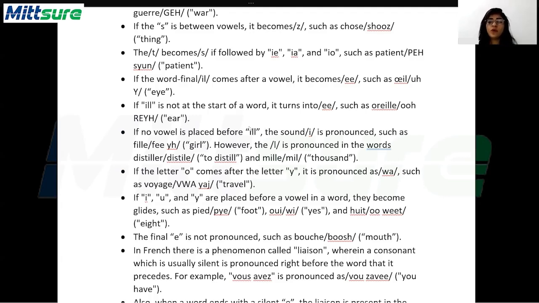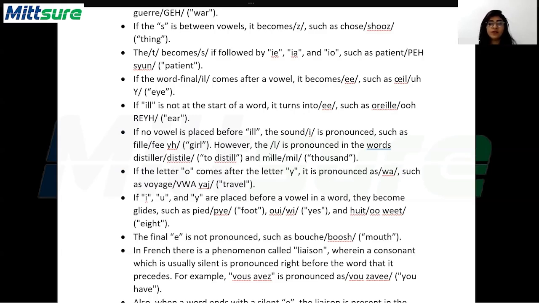If there is no vowel placed before ILL, meaning if there is a consonant before ILL, then it will be pronounced as E. For example, fille will be pronounced as fille. ILL will be pronounced as double E, but it will also have the sound of E and double E both. Fille means girl.